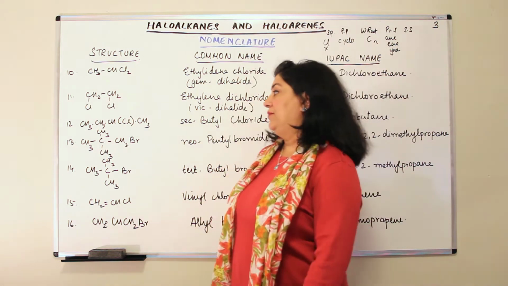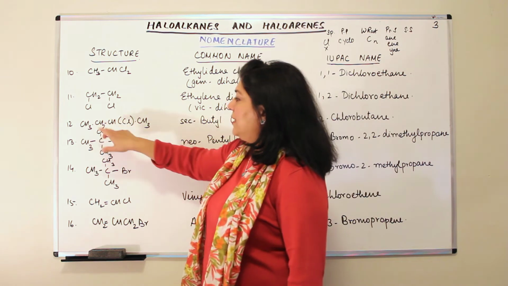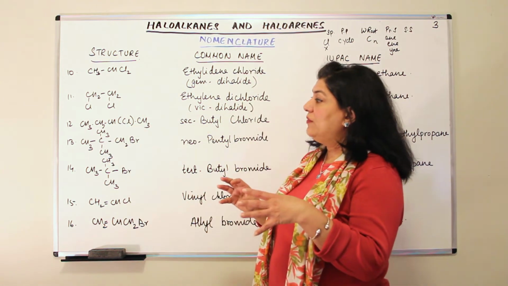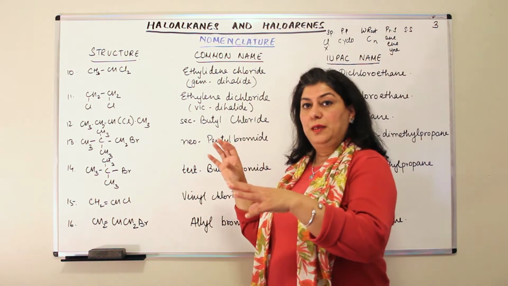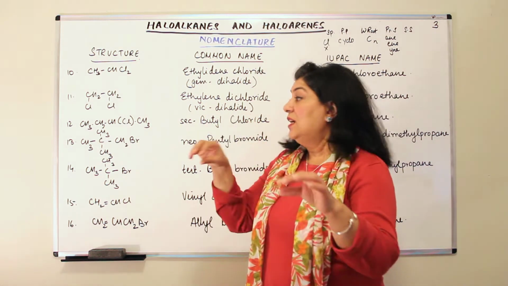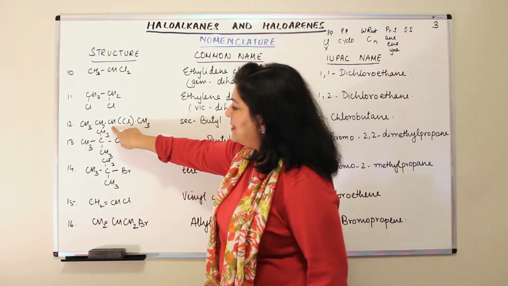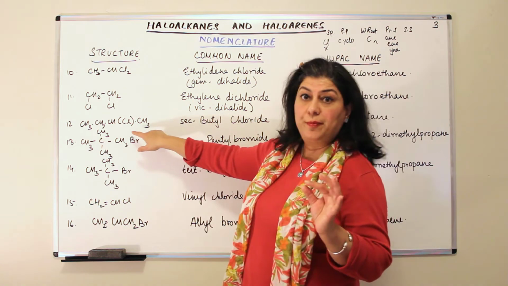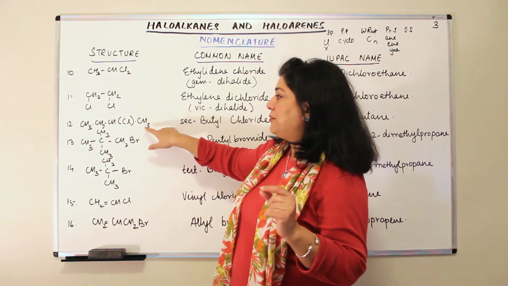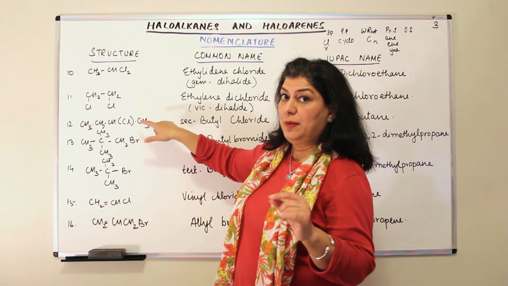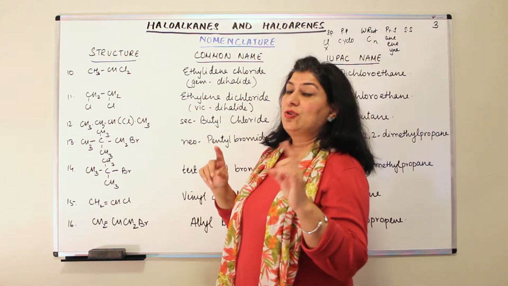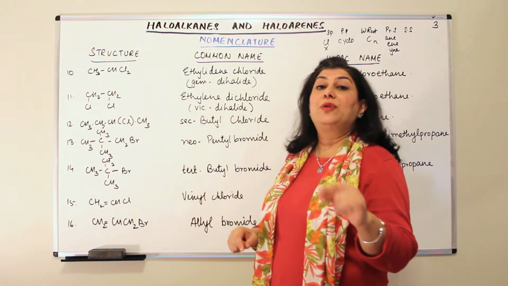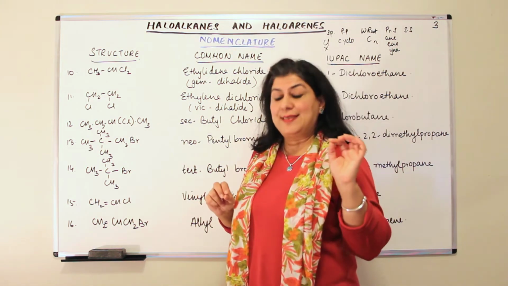Come to example 12 now. CH3, CH2, CHCl, CH3. Now we have a chlorine which is present not on the terminal carbon, it is present somewhere inside the chain. So here it is present on the second carbon. So what would be the common nomenclature for such compounds? Whenever you have the substitution not on the outermost carbon but somewhere within the chain, such compounds are known as secondary. Such a substitution is known as secondary.